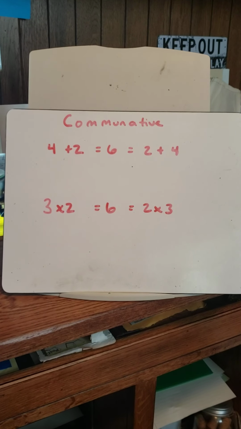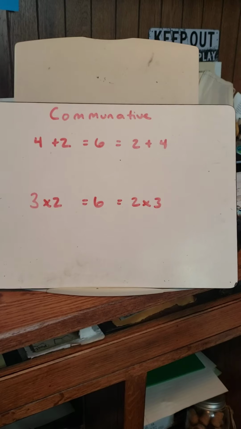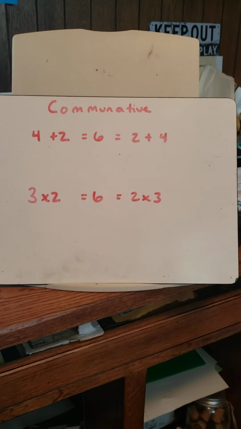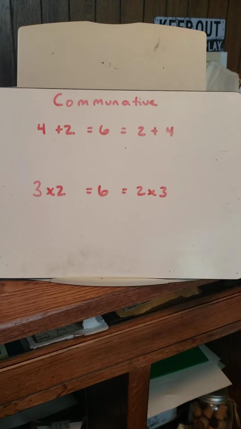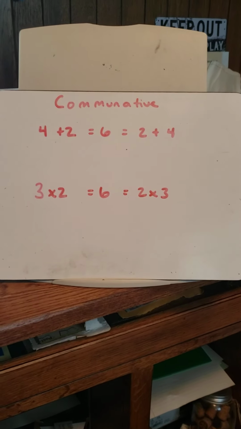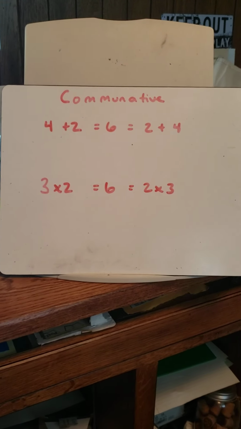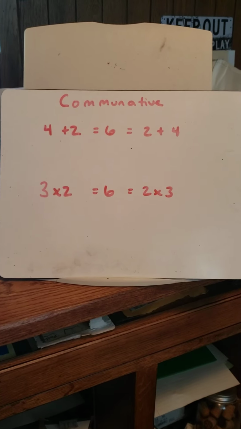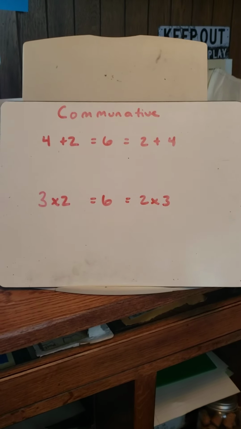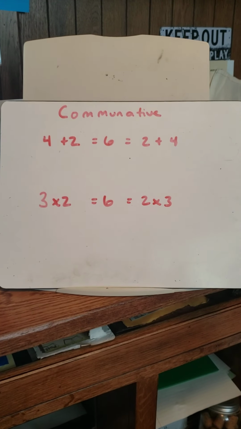Now, the commutative property of addition and multiplication basically says that if you have a problem like 4 plus 2, you can rewrite it as 2 plus 4, and it means the same thing, right? They're both going to equal 6. Same thing goes with multiplication. 3 times 2 equals 6, and 2 times 3 also equals 6. Flip-flopping those numbers doesn't make a difference. That's what the commutative property of addition and multiplication is.